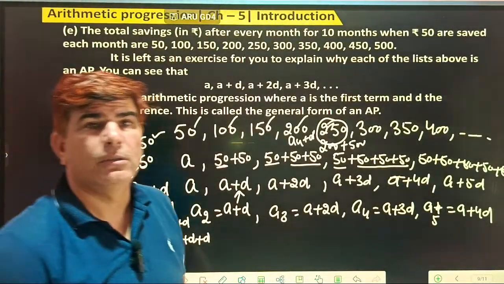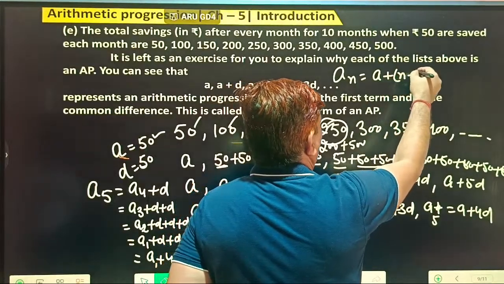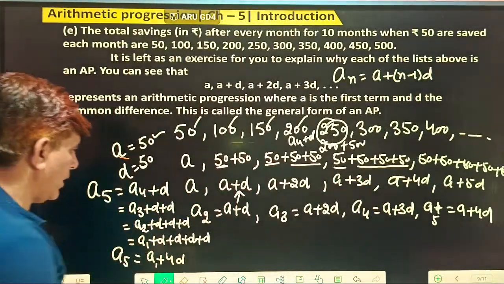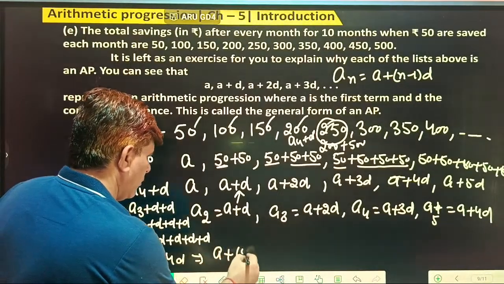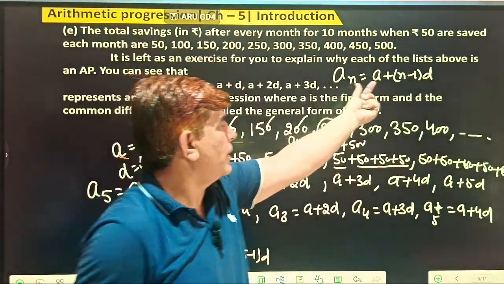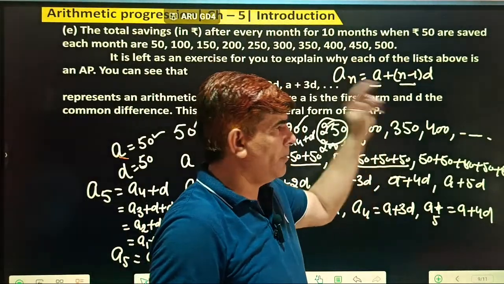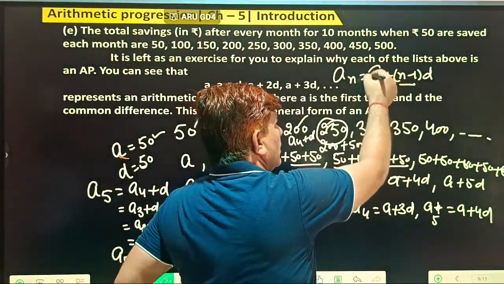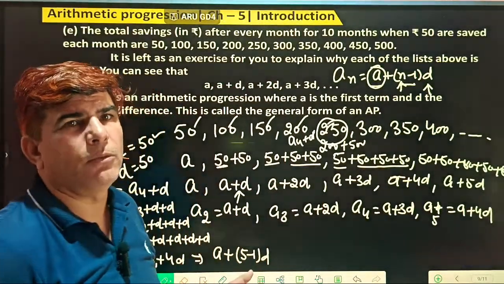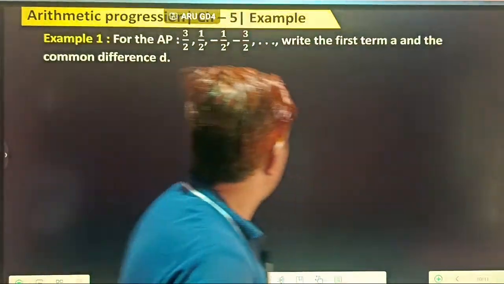So the formula becomes this way: A plus n minus 1 into D. This is what? A5. How can I write this? A plus 5 minus 1, 4D. If we are finding the nth term, an is the first term A plus n minus 1 into D. Its meaning is this: if we are given the first term, the number of terms and the common difference, then easily we can find any term of the given sequence or AP. Understood? So this is the generalization of it.